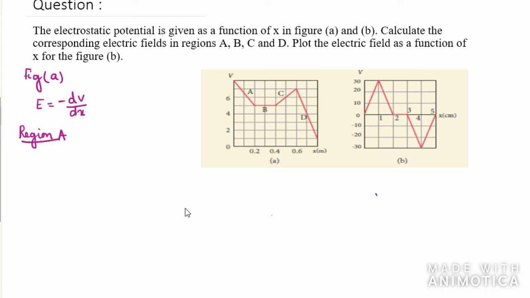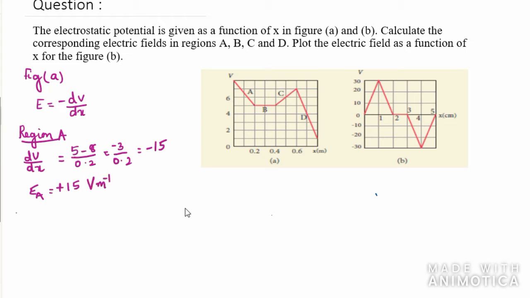See this line segment A, the slope is constant. So, we will find the slope dV by dx, that is equal to 5 minus 8 by 0.2, that is equal to minus 3 by 0.2, minus 15. So, what is the electric field? Electric field in region A is equal to minus of minus 15. So, it becomes plus 15 volt per meter.